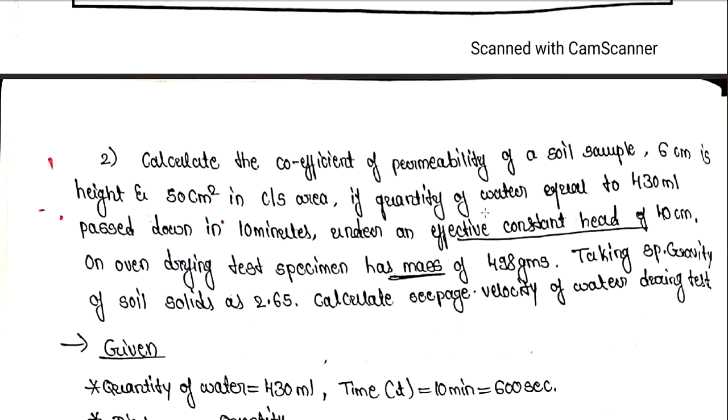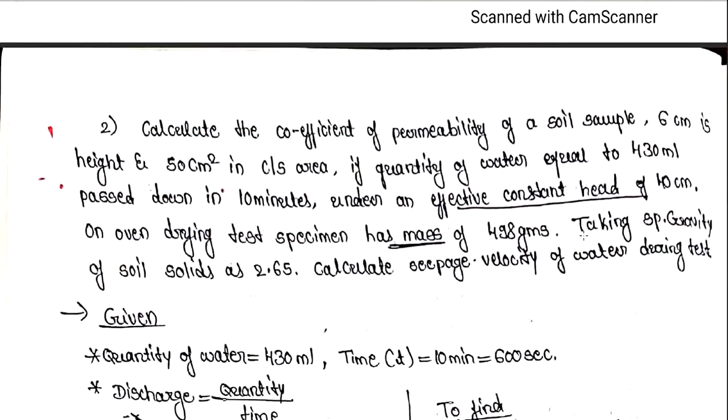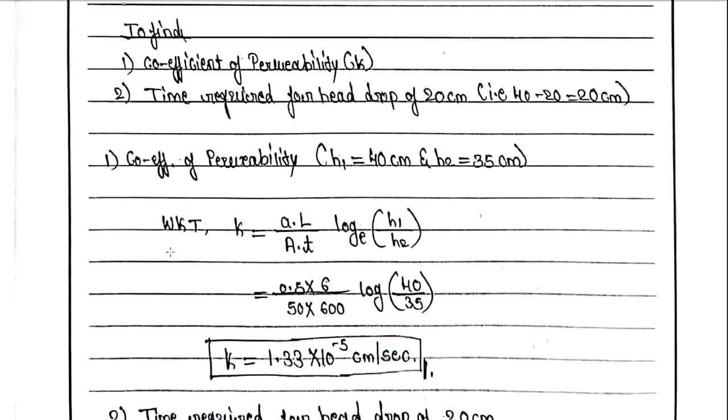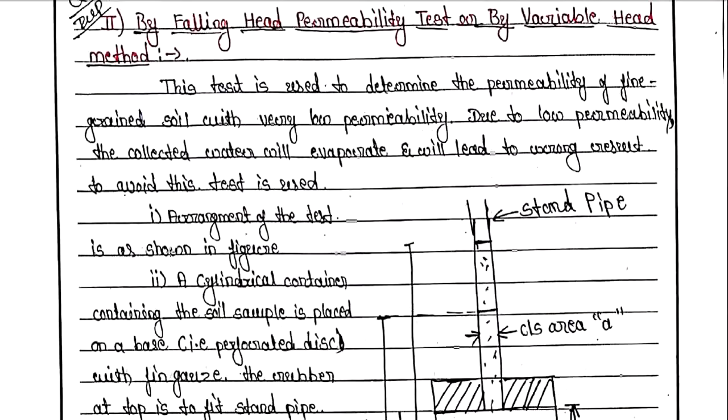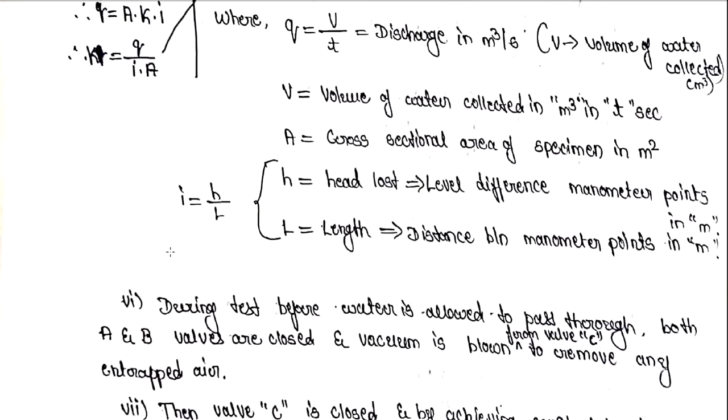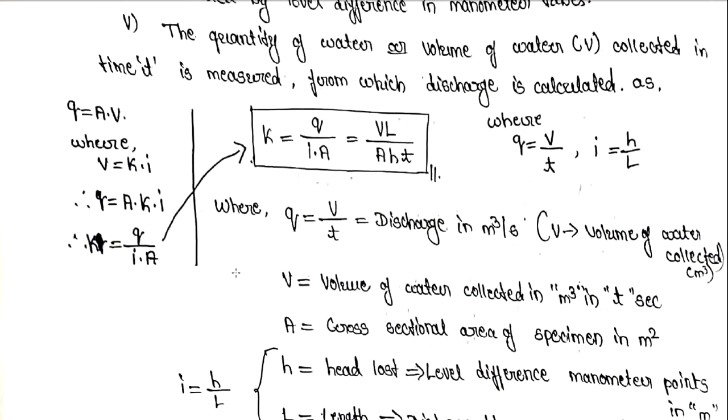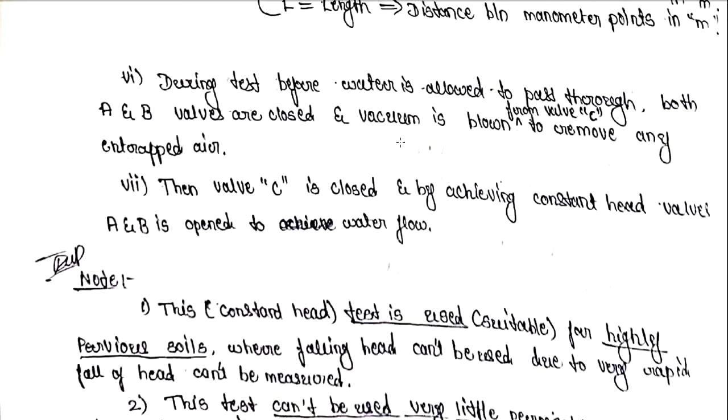But remember, under an effective constant head they have given. So this test is constant head method. So you can see here, what is the formula for constant head method? So the formula for constant head method is like this. So simple formula which we are going to use. So this is the formula which we are going to use in case of constant head method.